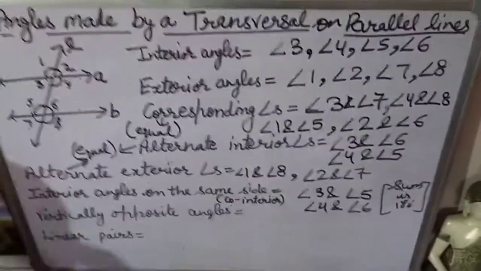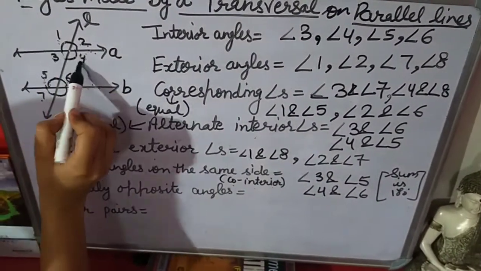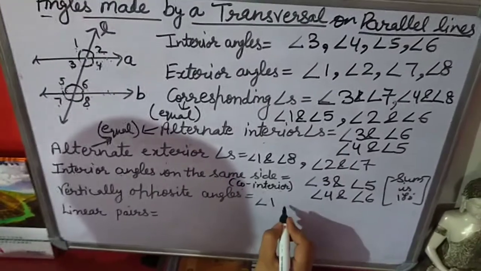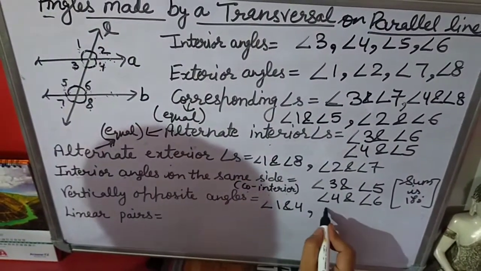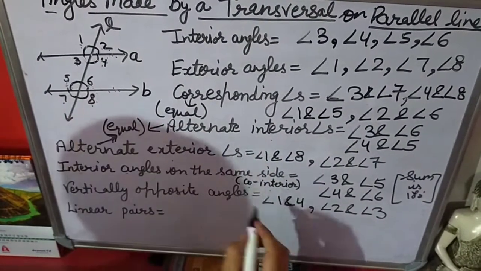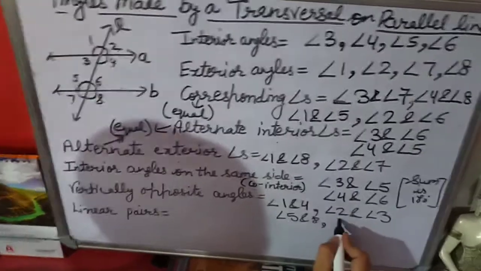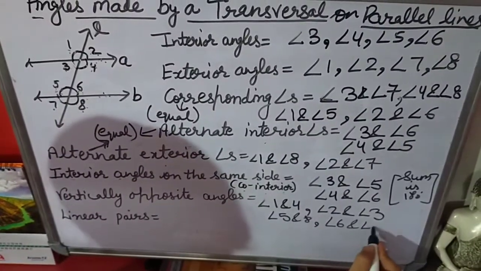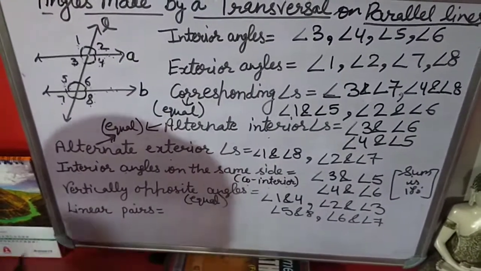Now next is vertically opposite angles. We did this earlier also, but I am telling one more time. Angle 1 and angle 4 are vertically opposite angles. Angle 2 and angle 3 are vertically opposite angles. Angle 5 and 8 are vertically opposite angles. And angle 6 and 7 are vertically opposite angles. And vertically opposite angles are equal.